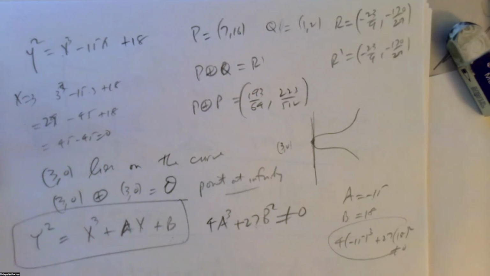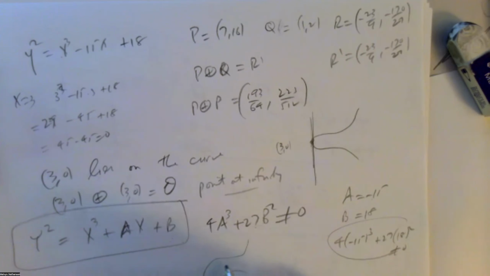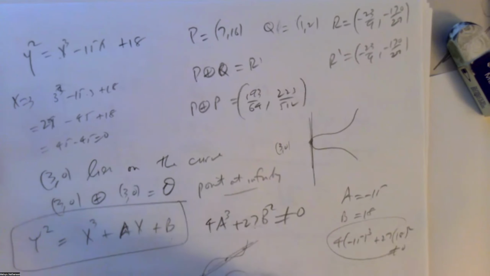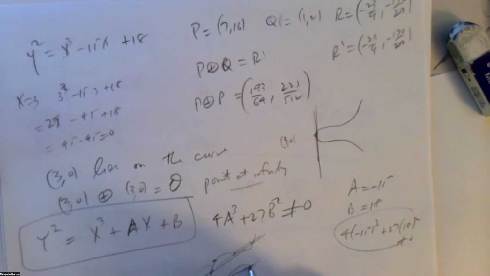On such a curve, we define addition by this chord and tangent process. That is, you take two points on the curve, draw the chord between them, it intersects the curve at a third point, reflect through the x-axis, and that's the sum. Or if you're adding a point to itself, you take the tangent line, see where it intersects the curve at a third point, and reflect it around the x-axis.